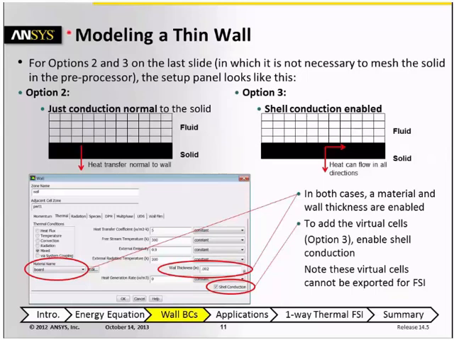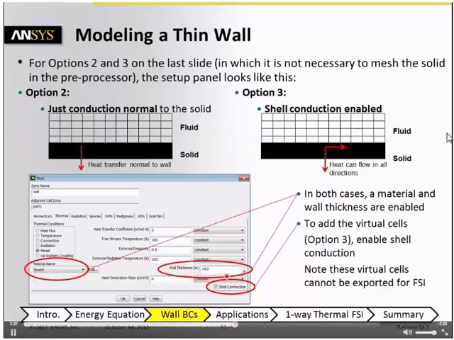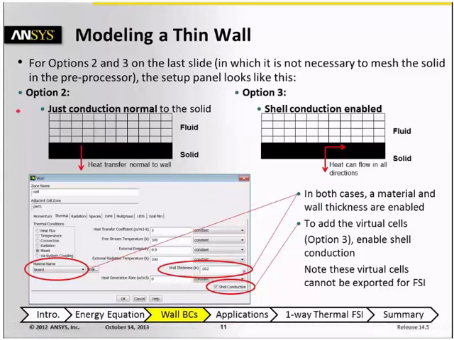Thin wall modeling is worth explaining just a bit more. For options 2 and 3 on the previous slide, where you don't mesh the solid in the preprocessor, the setup panel in the wall boundary conditions looks like you see here in the graphic on the slide. If you specify the material and the wall thickness, then that will result in option 2, where conduction normal to the solid is computed. In addition to these, if you specify shell conduction, then this will create a layer of virtual cells, which results in option 3, where you can have heat transfer both in the normal direction and in the direction parallel to the wall.